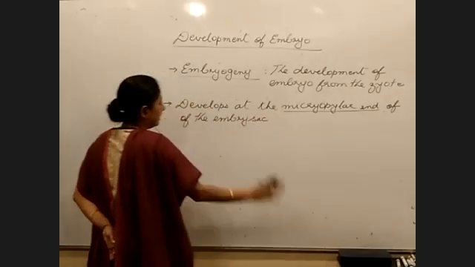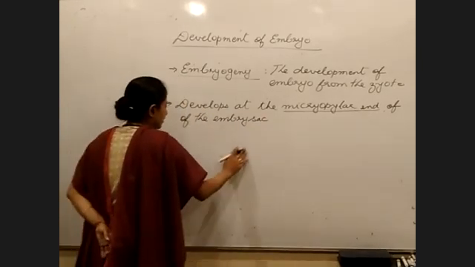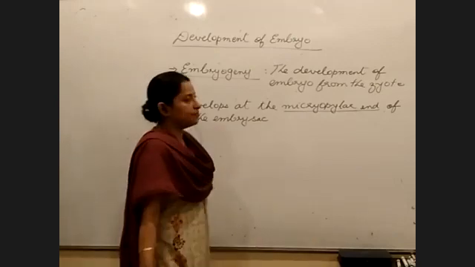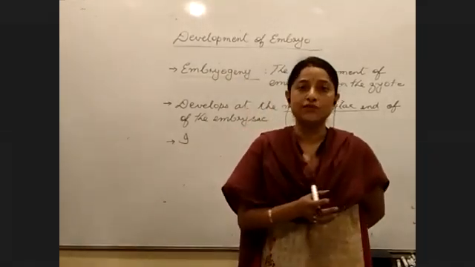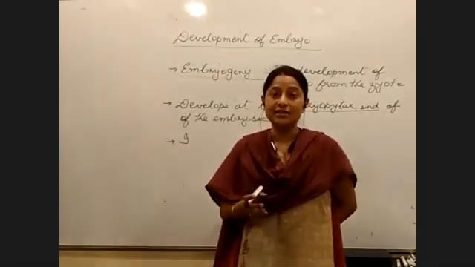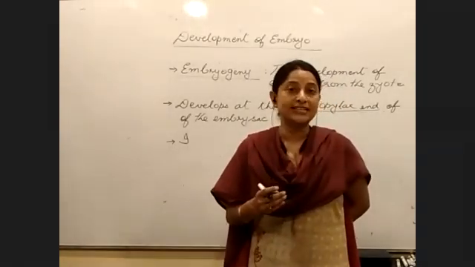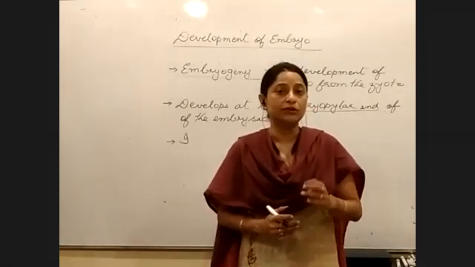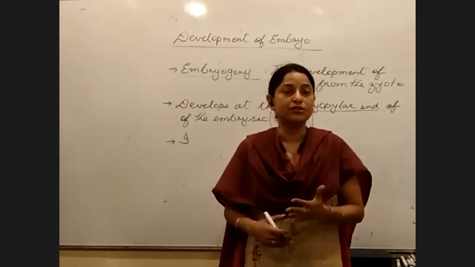Develop at the micropilar end of the embryo sac. The next point about embryogeny is in most of the cases, I think you remember whenever we are talking about fertilization in case of angiosperms, we often use a word that is called double fertilization, right? And whenever we talk about double fertilization, there are two events, that is why we call it double fertilization. And what are the two events we are talking about? The development of the zygote and the formation of the embryo and the formation of endosperm.